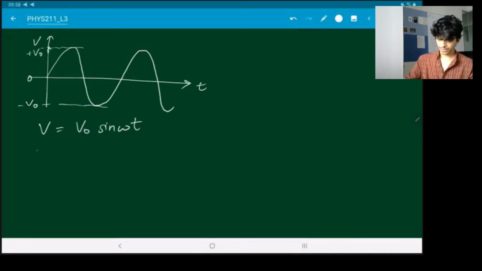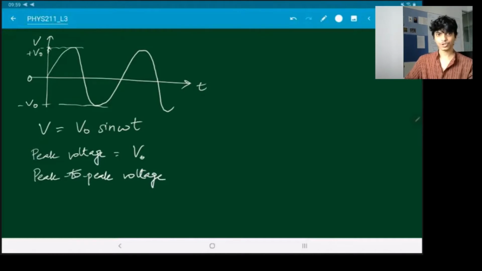So the first thing that we define is the peak voltage, and this is V0. This is the maximum possible value that the voltage can take. The next thing that we will define is peak to peak voltage, which, as the name suggests, is not from 0 to the top, but rather from the top to the bottom. And this will, as you may have guessed, so we call this V P to P. This is going to be twice of V0.